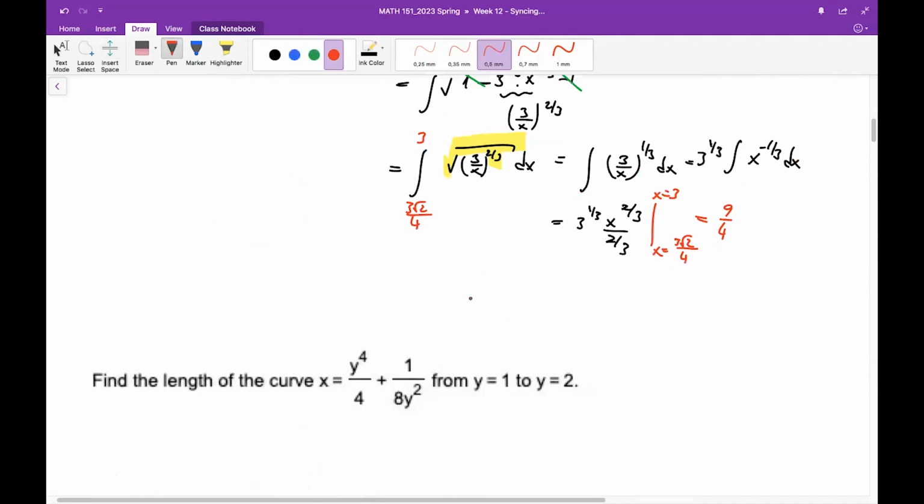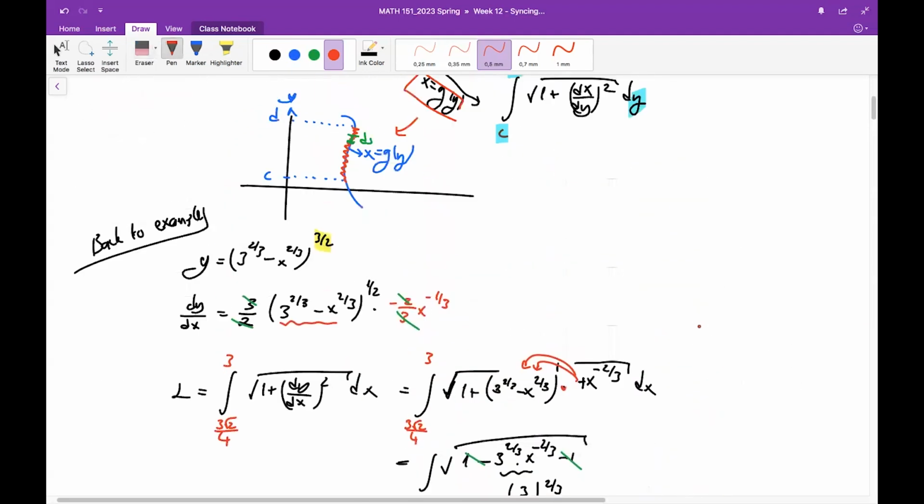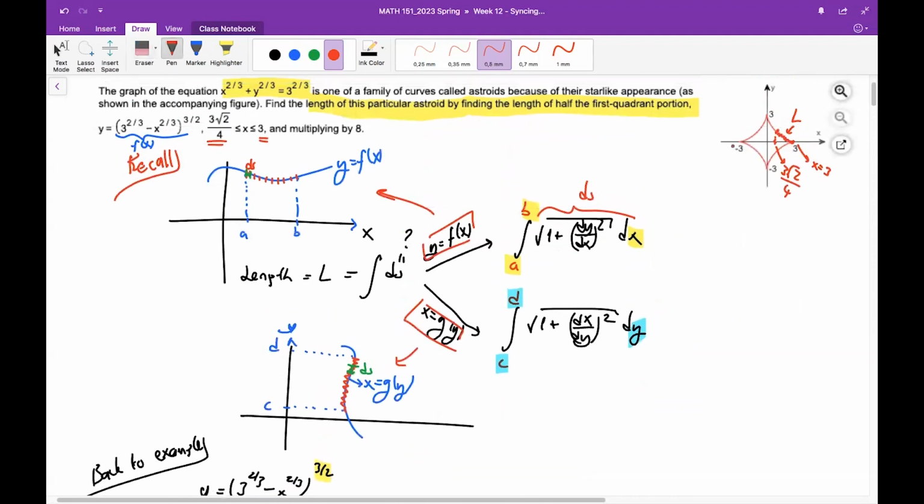Let's write this down as the final line. Total length is 8L. So 8 times, this is what our L is. 8 times 9 over 4. This real number, which is, okay, 18, is the total length of the given curve. It is a nice curve, has this shape, which is called an asteroid.